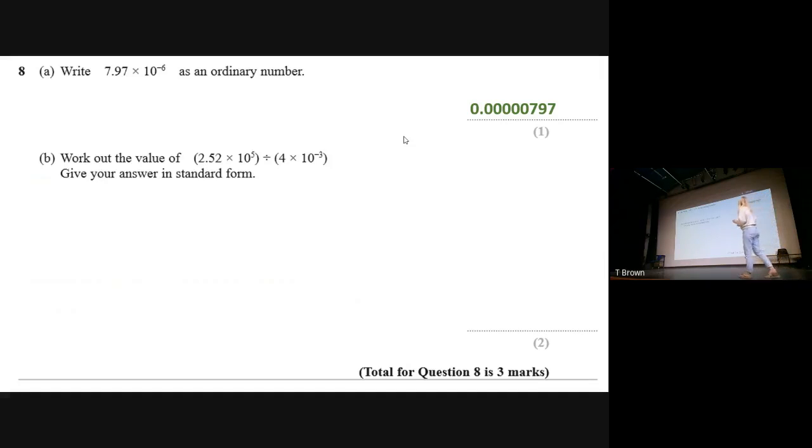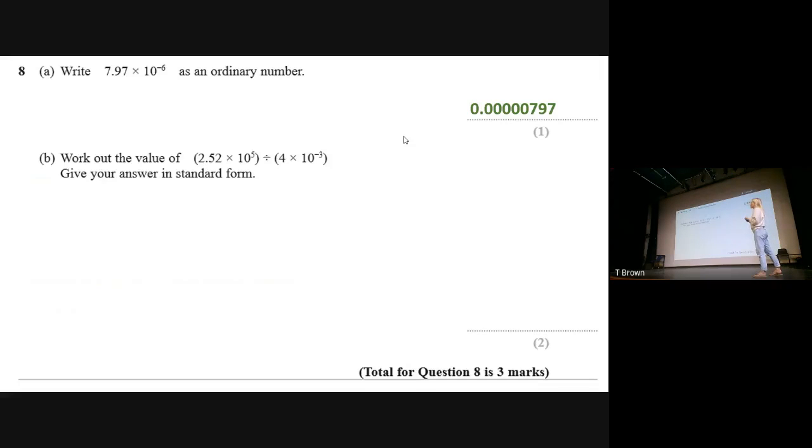Okay? Easy mark. Just being confident with your standard form, knowing which way it's going, knowing how many zeros it's got. Most common mistake, people would be a couple of zeros out or have gone the wrong way. So just be really clear that a negative power is going to be a really small number and a positive power is going to be a really big number, and count carefully.